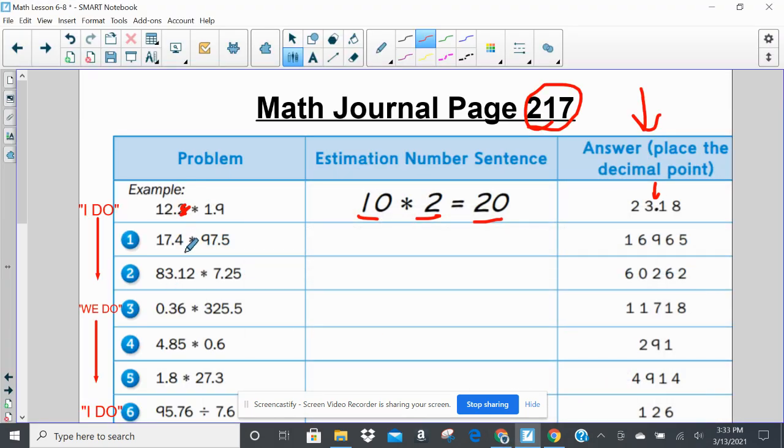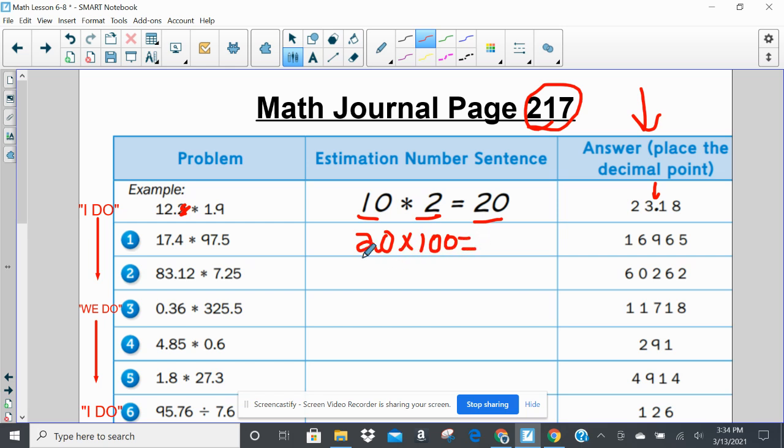So I have 17.4 times 97.5. Now, the thing about estimation, I don't want to multiply things out. I don't want to show work at all. I want to do everything mentally in my head. So I'm going to round that 17 to 20 times what's 97 close to? I'm going to round it up to 100. Maybe that's what you were thinking too.